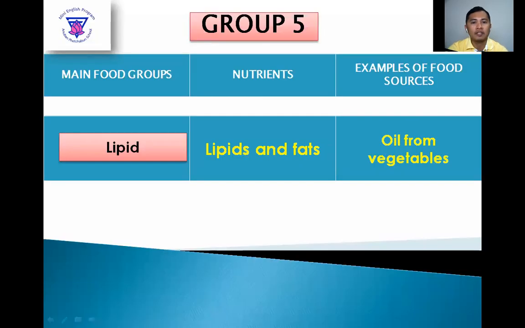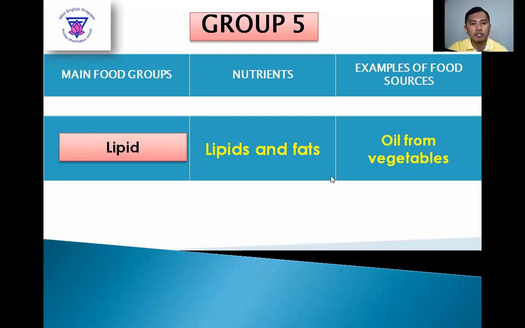So next we have, in the group of the 5 main food groups, what is called lipid. The nutrients that we can get are lipids and fats. All right. So examples of food sources: oil from vegetables. That is an example of food sources, the oil from vegetables.